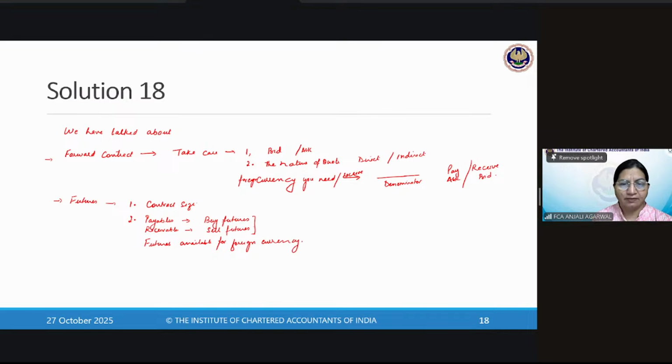So if, as an Indian, I have dollar payables, I will buy dollar futures. If I have dollar receivables, I will sell dollar futures. But if the futures contracts are not on dollars but on rupee, I will reverse it. So if I have dollar payables, I will sell rupee futures. If I have dollar receivables, I will buy rupee futures. So be very sure what the contract size is and in what currency the futures are available.